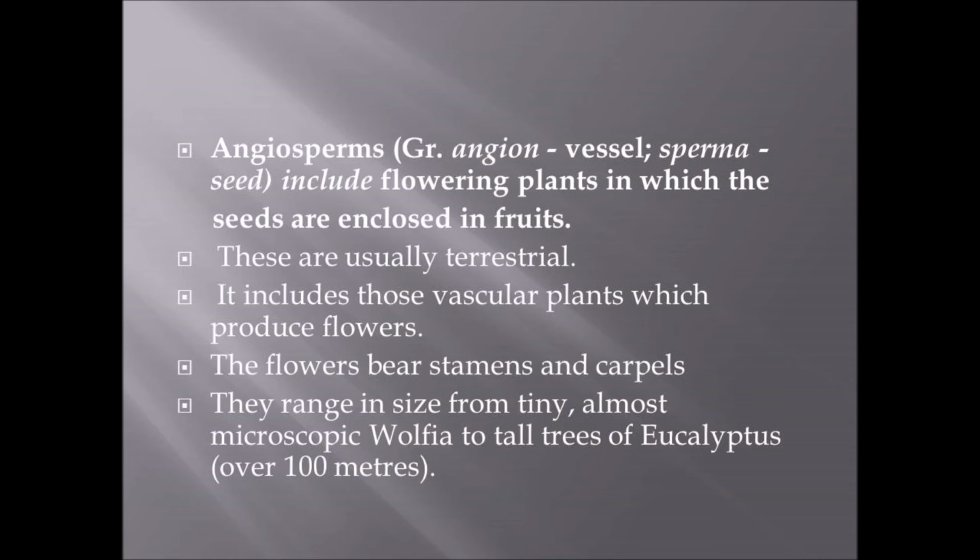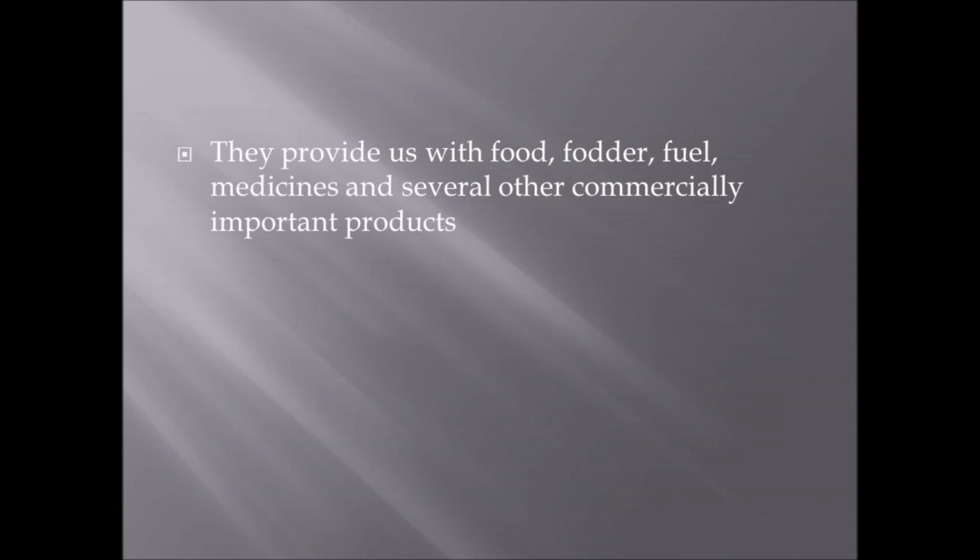In the previous slide itself you saw the picture of Wolffia and eucalyptus. On the left side, Wolffia is a very small, tiny, microscopic plant. Whereas on the right side, eucalyptus is a very huge tree which grows over 100 meters. So both types of plants are included under the angiosperms. These angiosperms provide food and fodder, that is, feed for animals. They are used as fuel, medicines and several other commercially important products.